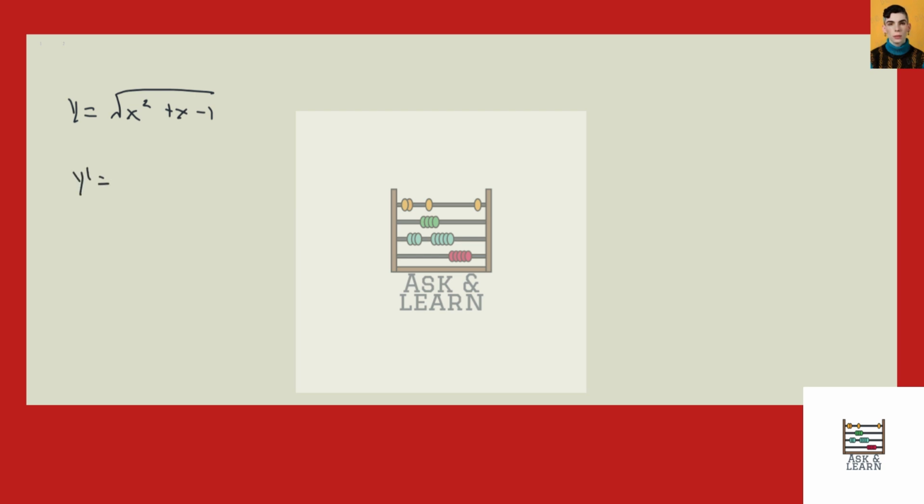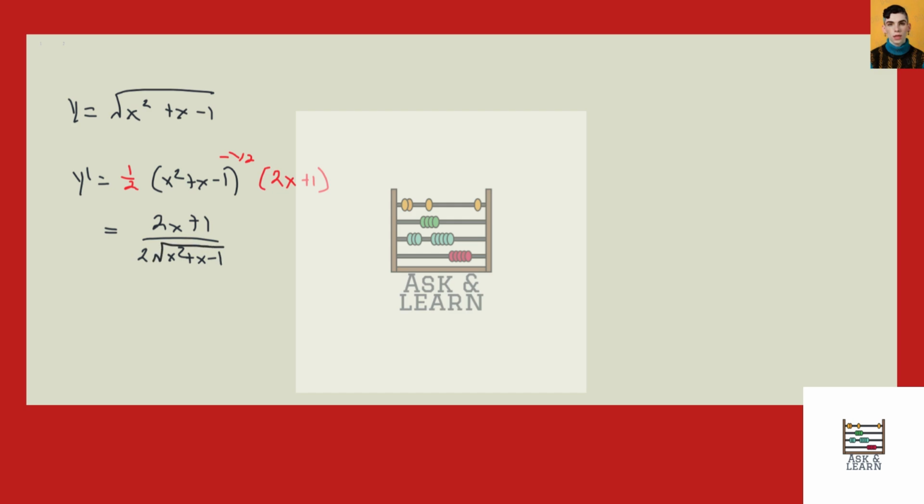Now when I take the derivative of this, I'm going to need to use the chain rule. Remember, the square root is really just a half power. So this is now 1/2 times x squared plus x minus 1 to the -1/2 power. Then we need to take the derivative of our inside function, which is 2x plus 1. So we can rewrite this as 2x plus 1 over 2 times the square root of x squared plus x minus 1.